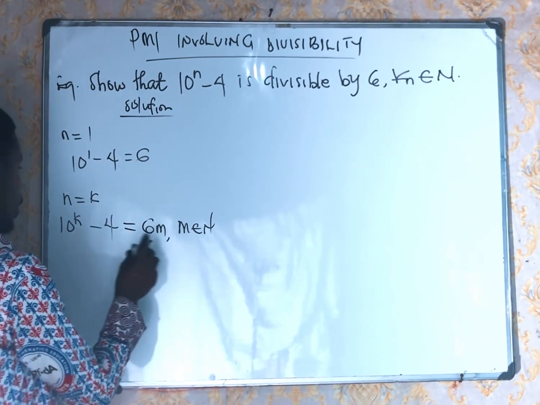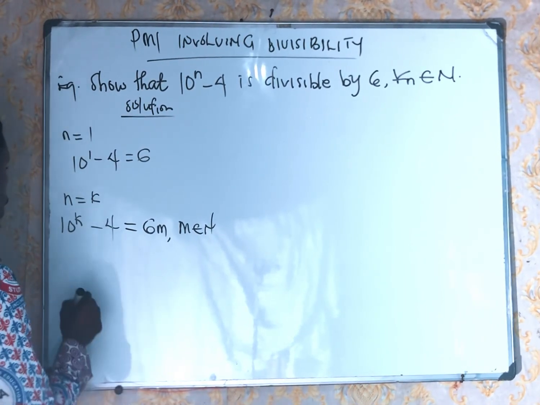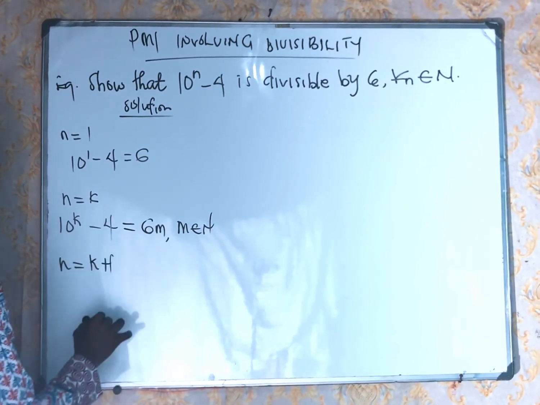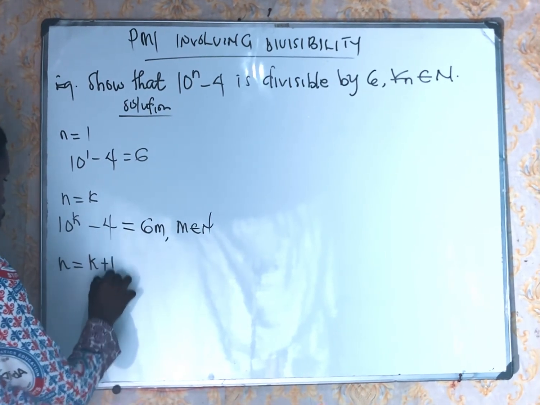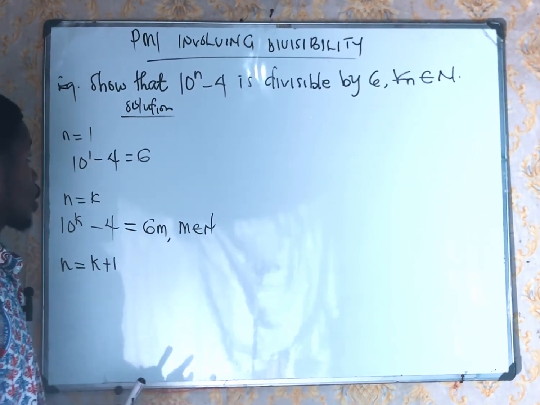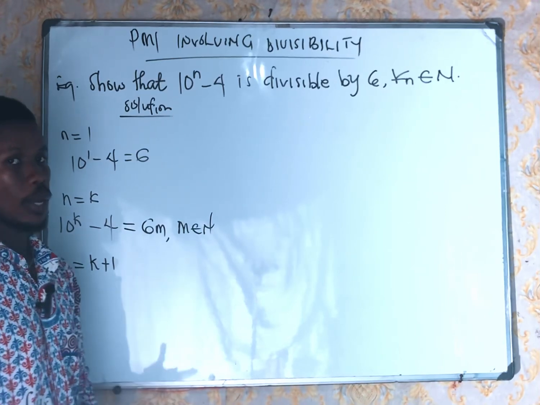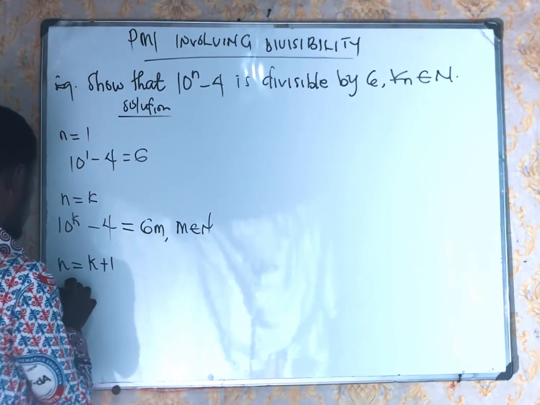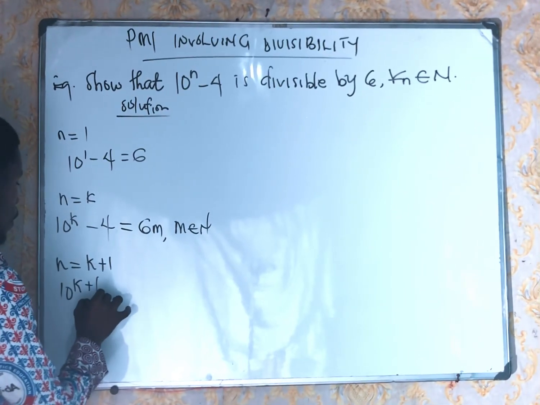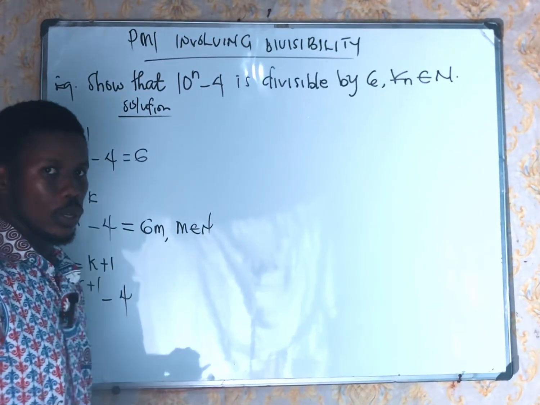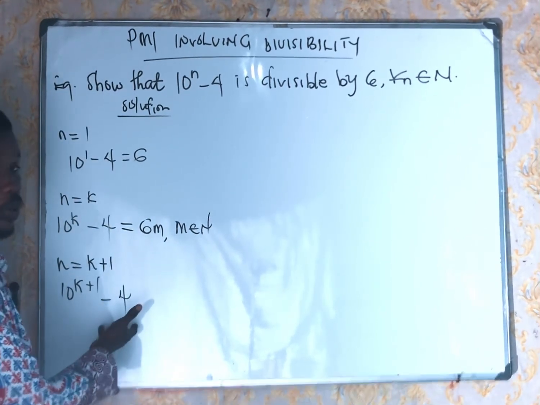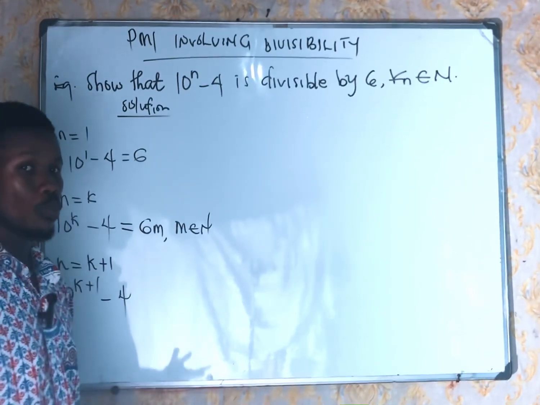So let's move on to the last one, where you say that n equals k plus 1. What you are going to do is that wherever I see k, I put k plus 1 there. So let's see: 10 to the power k plus 1 minus 4. Now, how do I solve this? This is where you prove. The induction stage, that's where you prove.